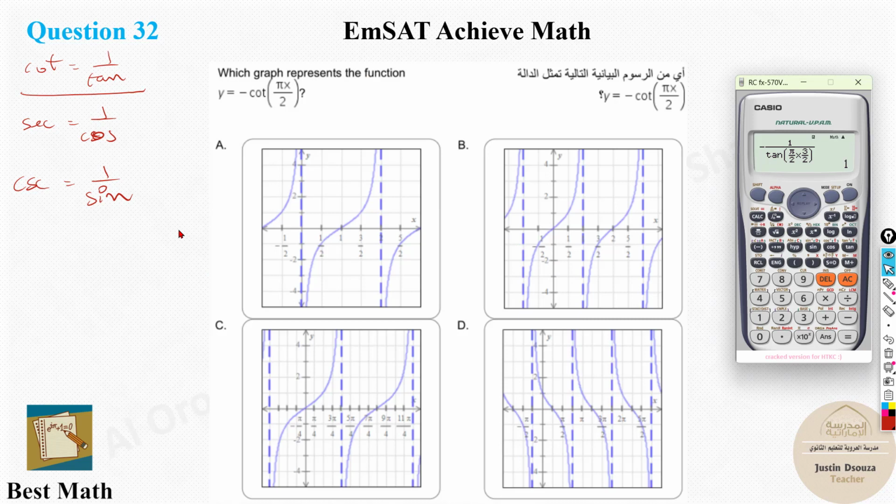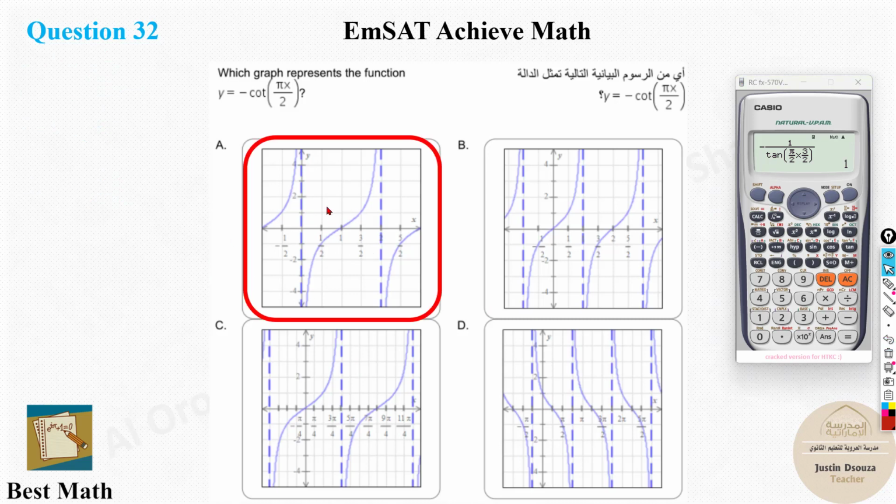So that's the thing. Instead of making the table, just put the values and check the four graphs and eliminate the wrong ones. This is how we can easily solve these graphs. Next would be this is the answer, the first one, because all the others did not match.